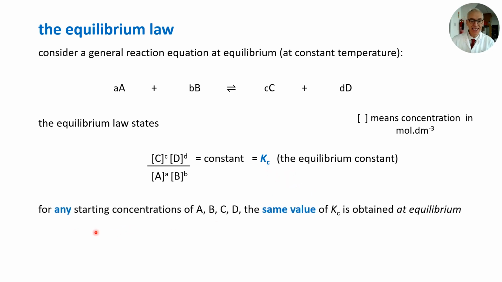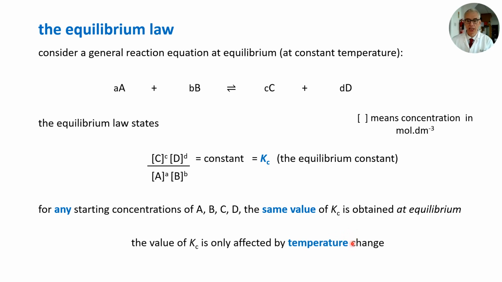So, for any starting concentrations of A, B, C and D, the same value of Kc is obtained at equilibrium. So you start with lots of A, lots of B, no C, no D. You'll end up with a Kc value at equilibrium that is the same as if you start with lots of C and lots of D and no A and B. However, temperature does affect the value of Kc. Hence, we have to specify earlier on that we are at constant temperature. So the value of Kc is maintained for any starting concentrations of A, B, C and D at equilibrium at constant temperature.